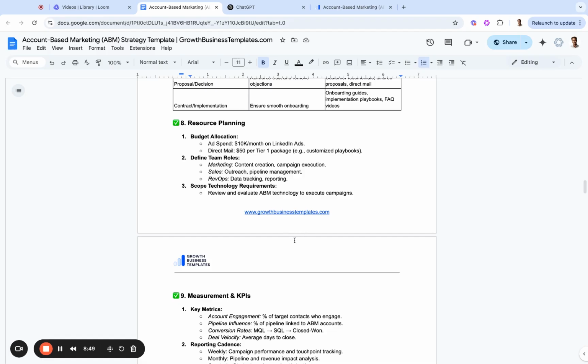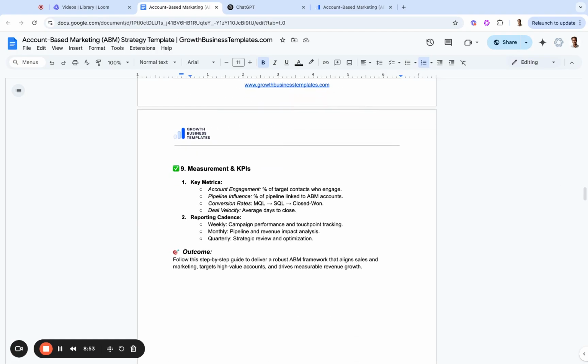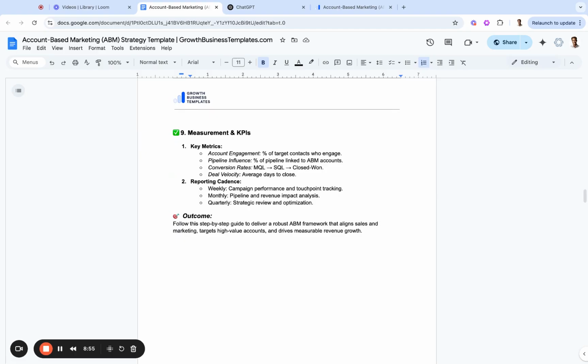I often encourage folks to just use what they have when you start, before you make a big investment in tech. I certainly don't think you need a robust ABM platform to get started. You don't need to spend 60 or 80 or 100,000 a year.